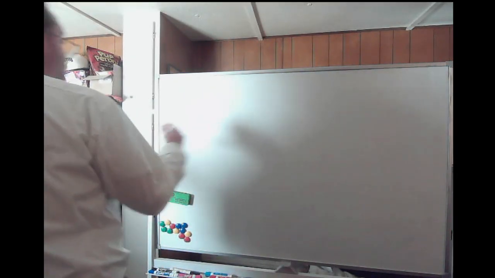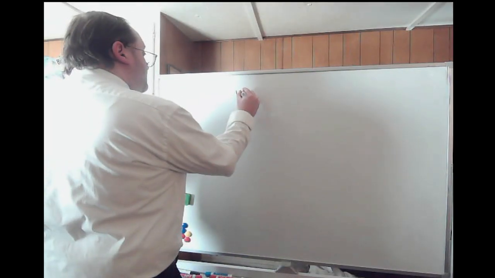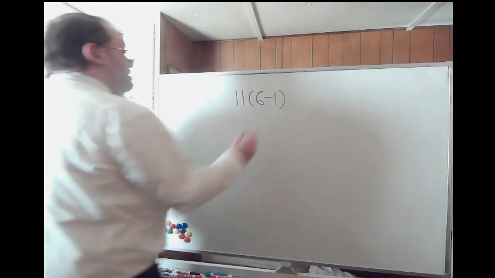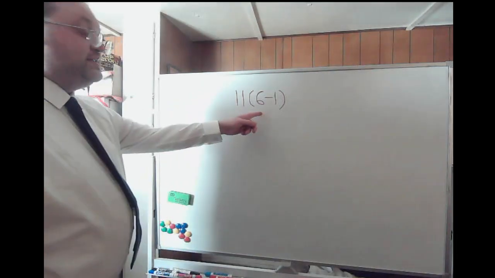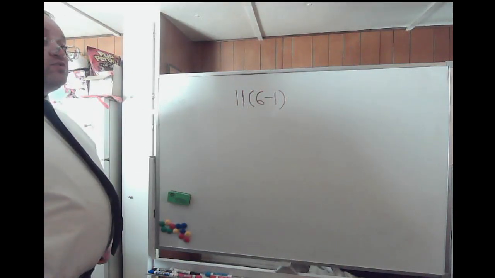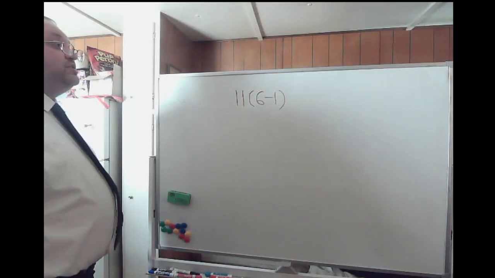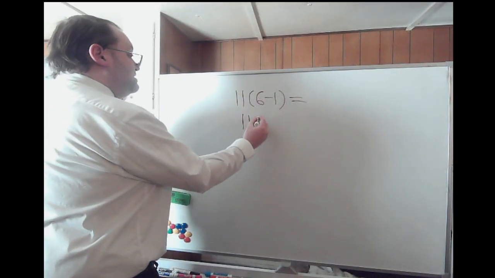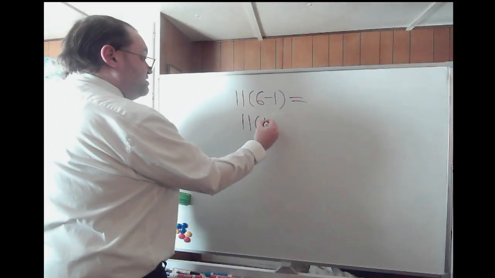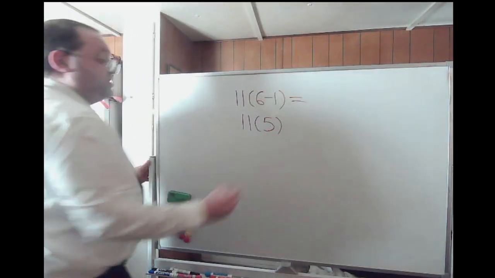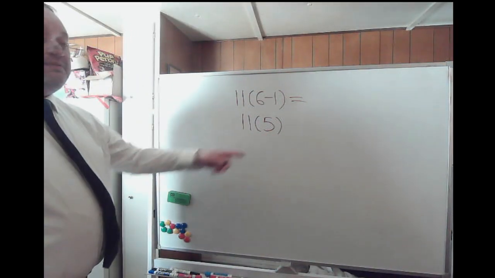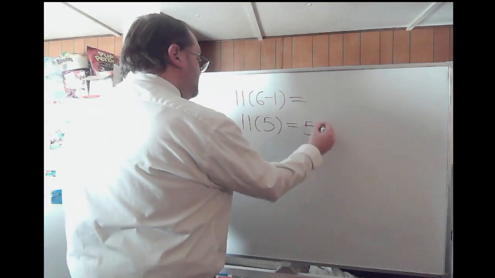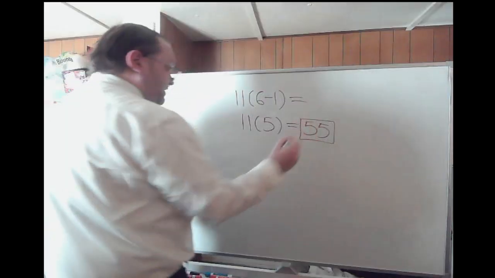Alright, let's see. We have 11 times 6 minus 1. So we have 11 times a quantity of 6 minus 1. Of course, order of operations would dictate we do parentheses first. So we have 11. Now what's in parentheses? 6 minus 1, which is 5. Now we just have a multiplication problem of 11 times 5. That's going to give you 55. So your answer to this problem is 55.